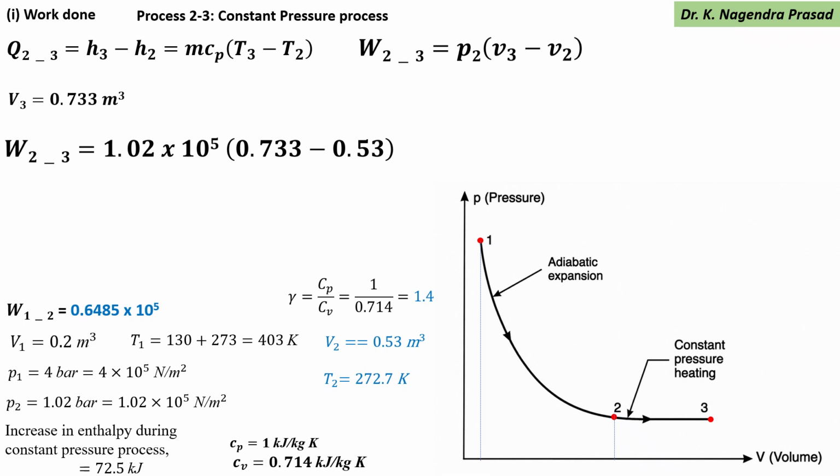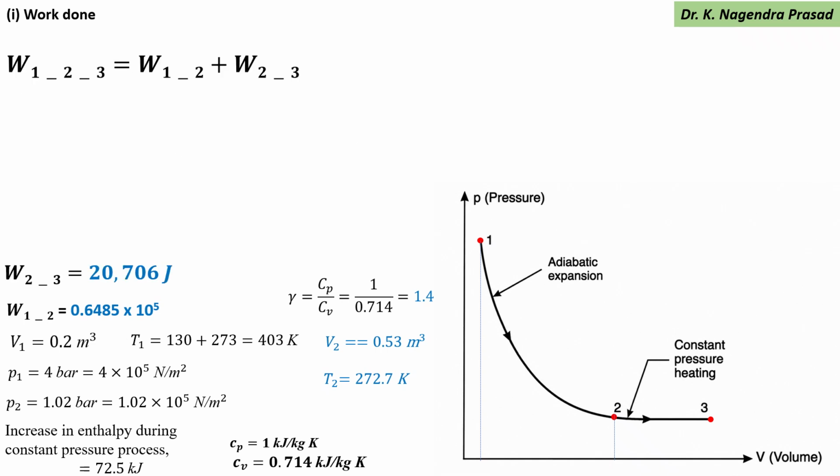Then work done in the process 2-2-3 equals P2, that is 1.02 into 10 to the power 5, into (V3 0.733 minus V2 0.53). Then work done equals 20,706 joules. So net work done for the entire process 1 to 2 and 2 to 3. So work done of the process 1 to 3 is equal to the work done in the process 1 to 2 plus work done in the process 2 to 3.